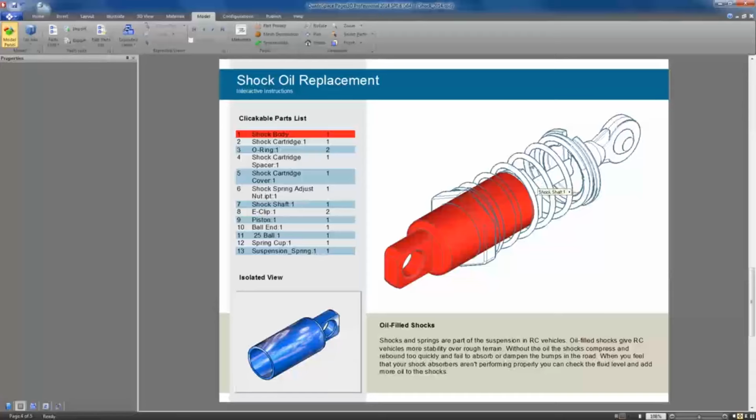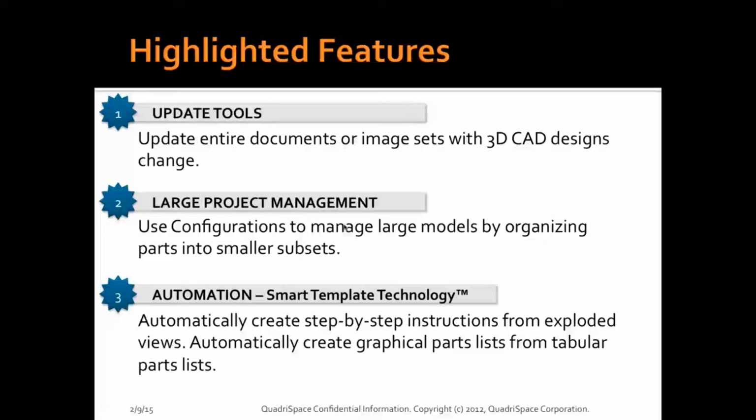So that's pretty much a high level overview of the Pages product. Hopefully you can see the difference between the Publisher product and the Pages one. There's quite a big difference. Some of the highlighted features, I didn't hit on all these, but everybody wants to update their documents. That's a pretty powerful one. Being able to take the revised Solid Edge and bring it in is something that is always a selling point.